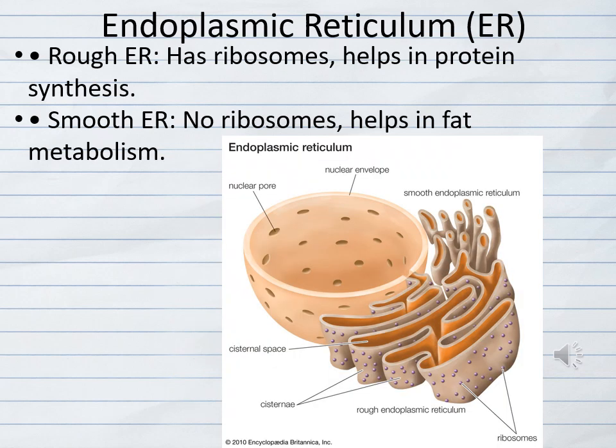Endoplasmic reticulum. The endoplasmic reticulum, or ER, comes in two types. Rough ER has ribosomes and helps make proteins. Smooth ER has no ribosomes and helps make fats.